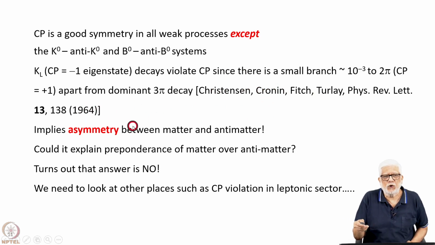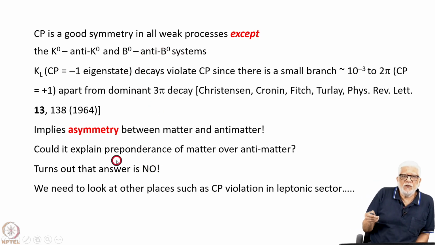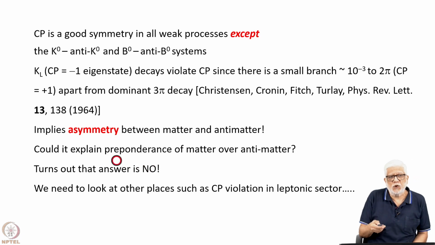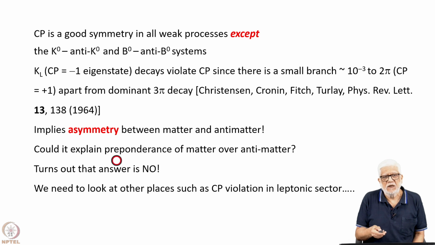This was found in 64, and much later the B quark was discovered, and then the B mesons were discovered. So, this process also occurs in the B0 anti-B0 systems, and this in fact has been investigated very deeply, very minutely in e plus e minus colliders such as at SLAC and KEK. Now, if CP is violated, then it also implies that there is an asymmetry between matter and antimatter. And we know, for instance, that our universe consists of matter, and we don't have evidence of antimatter in even the farthest galaxies that we have seen.